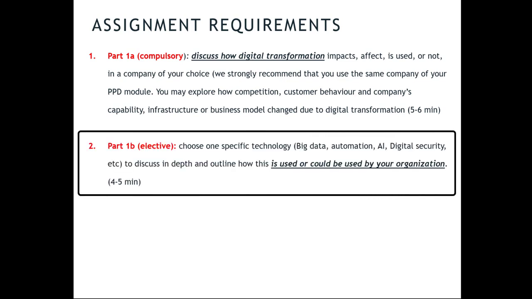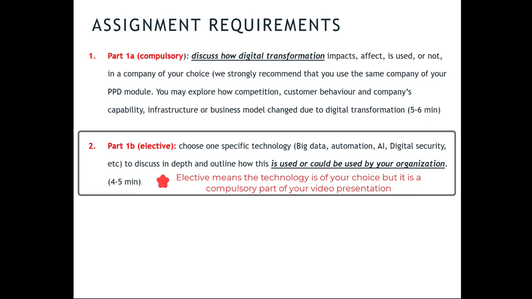Part 1b is an elective. You need to choose one specific technology that can be big data, automation, robots, AI, digital security, or any other to discuss in depth and outline how this is used or could be used by your organization, meaning that you would make suggestions if your organization does not provide or did not adopt any digital transformation that you may know. This part of the presentation will last around 4 to 5 minutes.